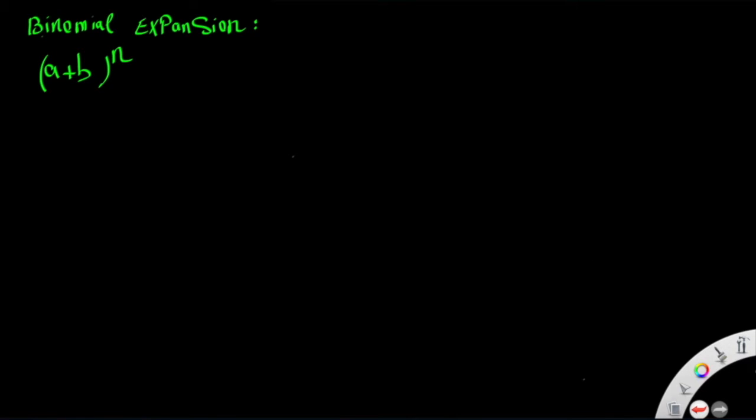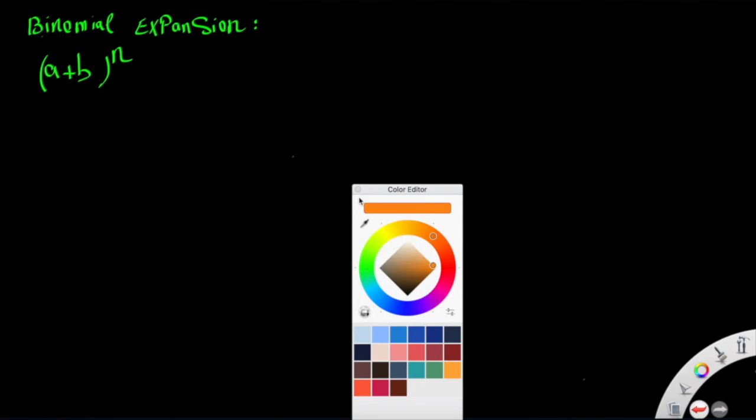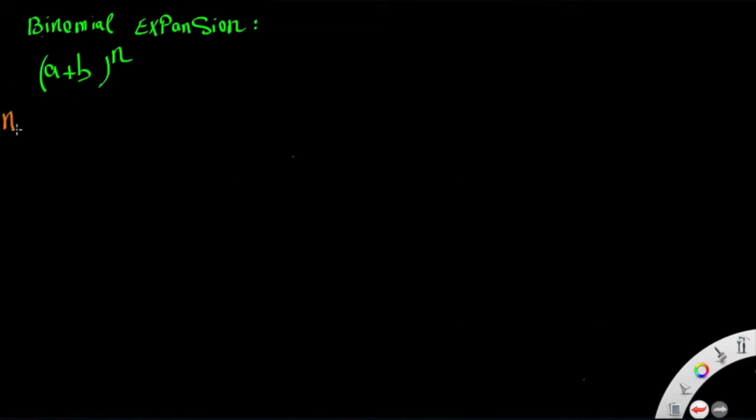Now, before learning how to expand, let's consider what we obtained for a few small whole numbers as n. So I start from 0. If n is 0, a plus b to the power of 0 will be 1. Then I write coefficients here, 1. If n is 1, it would be a plus b to the power of 1, so it would be a plus b. So the coefficient of a, the first term, is 1, I write it here. The coefficient of b is also 1, I write it here.